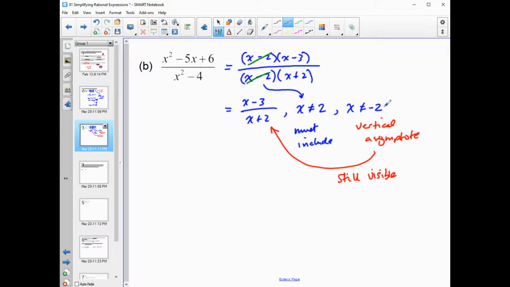Now, since x equals negative 2 is a vertical asymptote, we can see that in that case, x equals 2 must represent the hole. And that's another way to remember this, which is whenever you have a hole, you must include that restriction as you develop your simplified expression. Any vertical asymptotes will still be visible inside the expression itself.